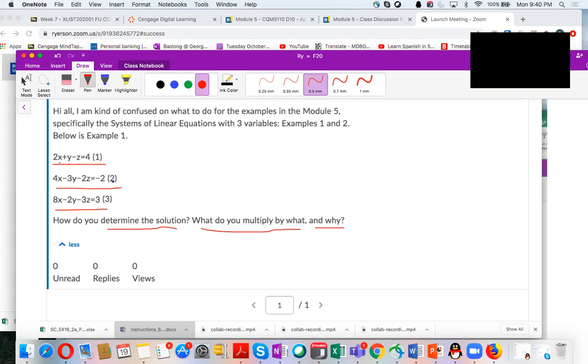If you observe equation 1 and equation 2, this is a negative 1z, this is a negative 2z. So I would multiply equation 1 by 2. Both sides of equation 1, I will multiply by 2. It becomes 2x plus y minus z equal to 2 multiply 4. Okay, so this is a new equation. And then I simplify this equation to become 4x plus 2y minus 2z equal to 8. I call this equation 4.